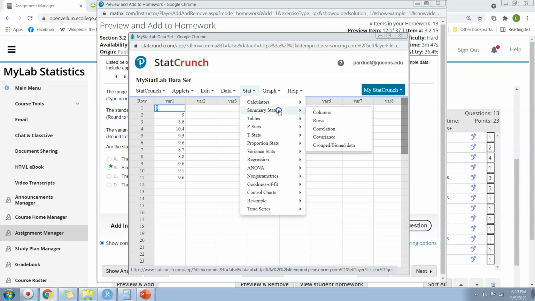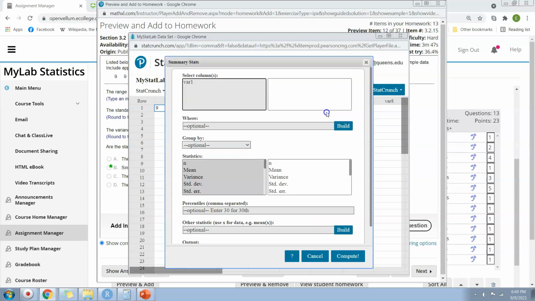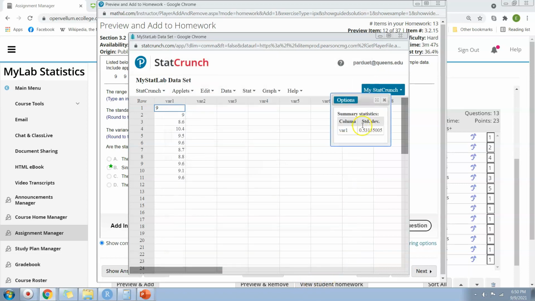And so if you want the shortcut, here it is. Stat, Summary Stats, and pick the columns. We're just going to pick that column we used. And we want the standard deviation. And if we hit compute, that's going to give us the standard deviation of this data set. All right, and that's available on most of the MyStatLab problems.